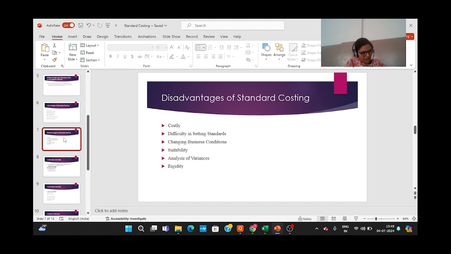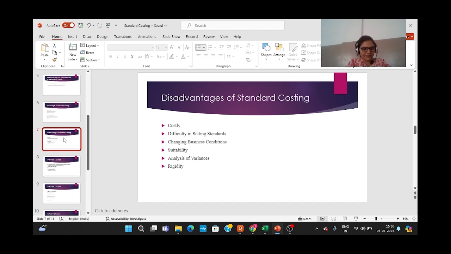When business conditions are dynamic and subject to various kinds of changes, then standard costing may not be useful in such changing business conditions. Suitability: it may be suitable for industries where work done is of repetitive nature, but it is more difficult to introduce in industries where work carried out is of non-repetitive nature. Analysis of variances: there is a great difficulty in classifying variations into controllable and non-controllable variances.